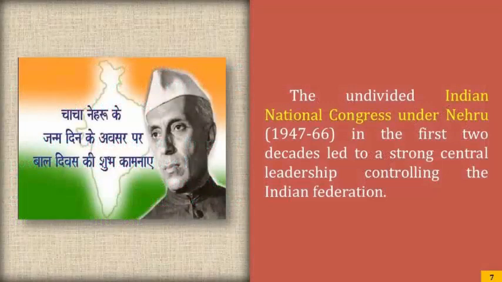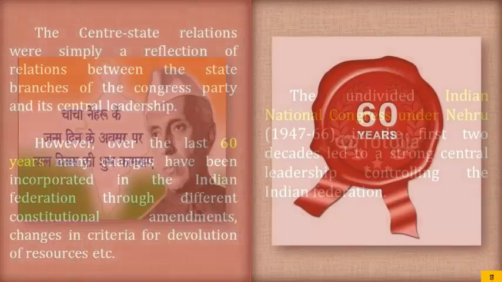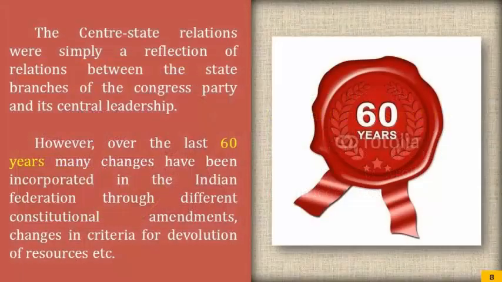The undivided Indian National Congress under Nehru, that is from 1947 to 1966, in the first 2 decades, led to a strong central leadership controlling the Indian Federation. The center-state relations were simply a reflection of relations between the state branches of the Congress Party and its central leadership. However, over the last 60 years, many changes have been incorporated in the Indian Federation through different constitutional amendments, changes in criteria for devolution of resources, etc.